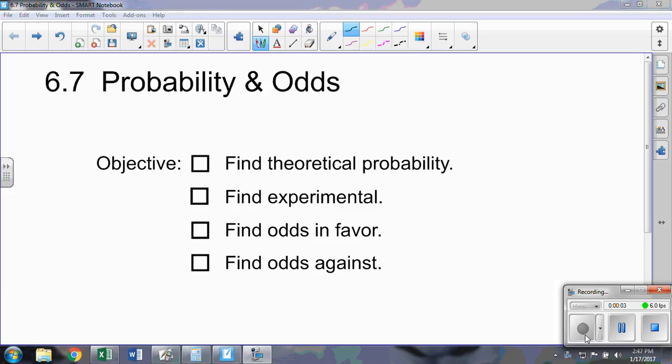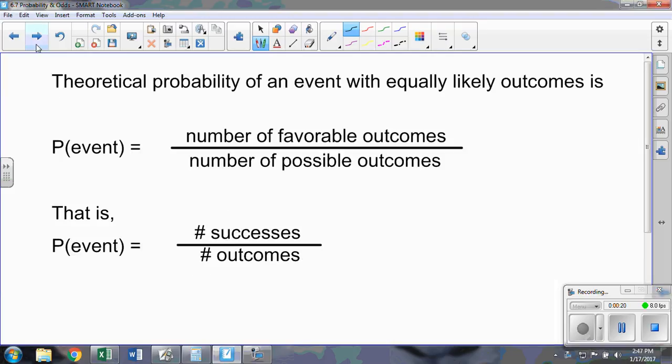In this lesson, we're going to work on probability and odds. Essentially, we're just writing down some ratios or fractions that fit theoretical or experimental probability, finding odds in favor or finding odds against. And for the most part, it's really straightforward. It's just, do you know what the definitions are? Because the work itself is pretty straightforward.